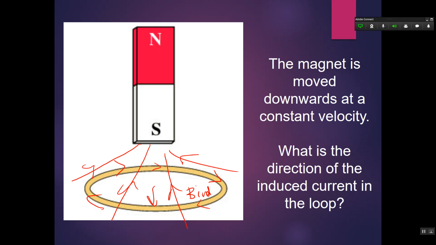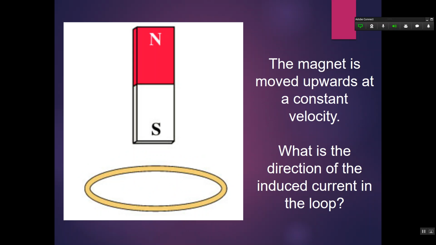I want you guys to do this one. It's the same problem, except this time the magnet is moved upward. Okay? So what I like to do, I don't want to touch this too much because it's so sensitive. I'm going to draw what I call a situation initial. Here's your situation initial.